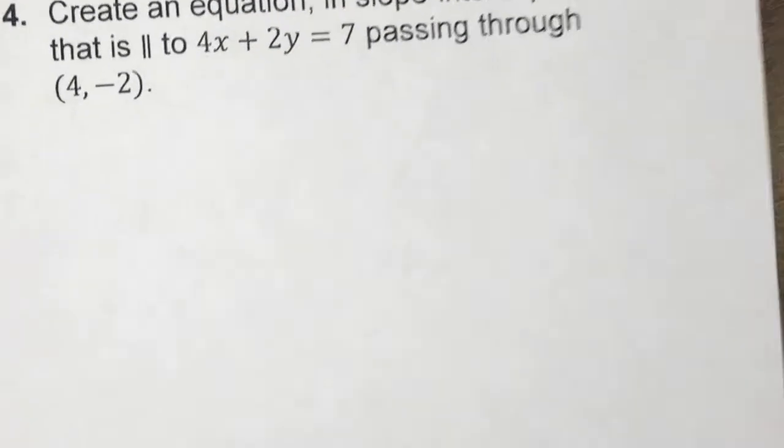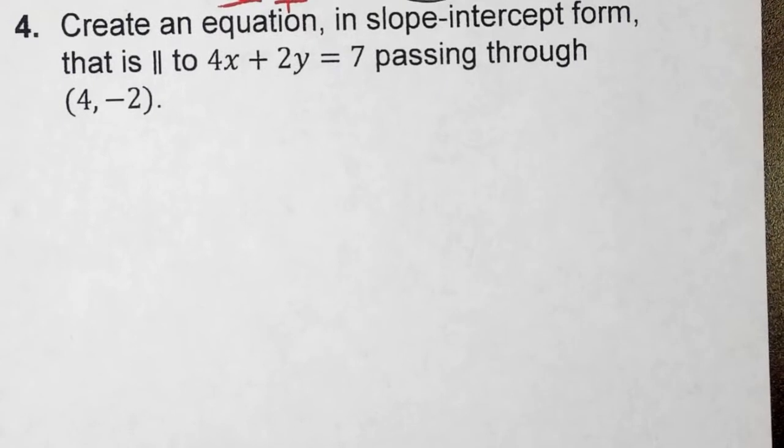Alright, last one, for me at least. Create an equation in slope-intercept form that is parallel to 4x plus 2y equals 7, passing through (4, -2). Who can I bother? Chris, on this equation up here, what's our original slope? Say it again. No. What's the slope?